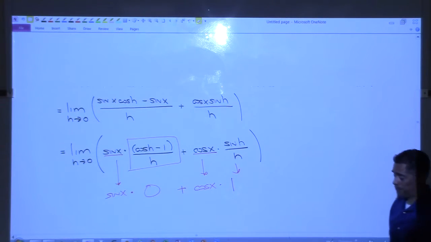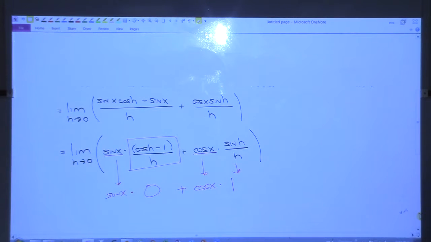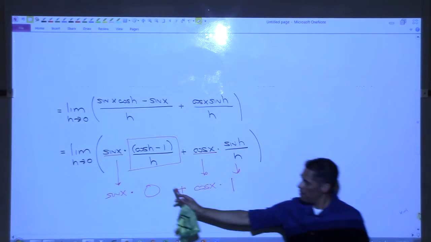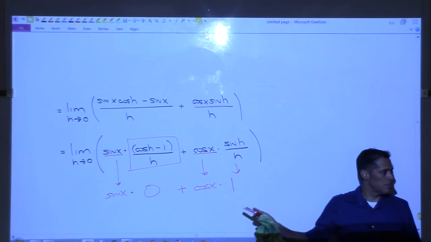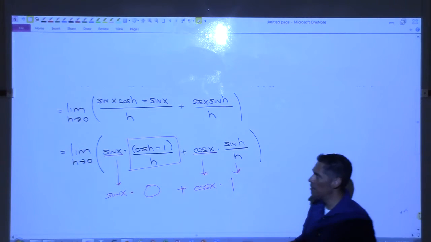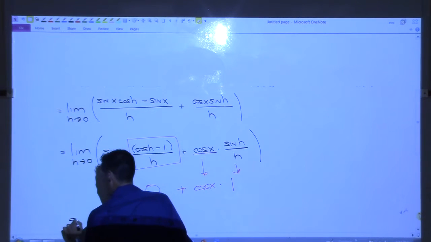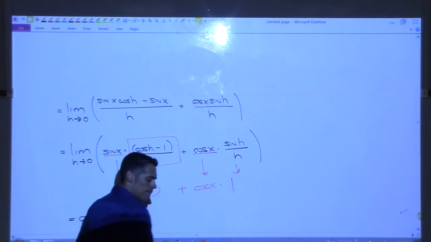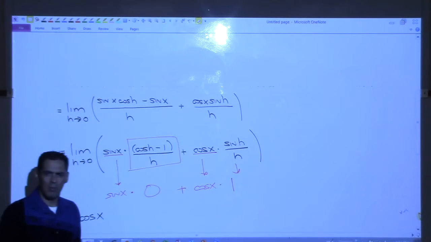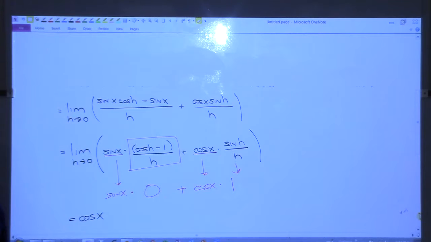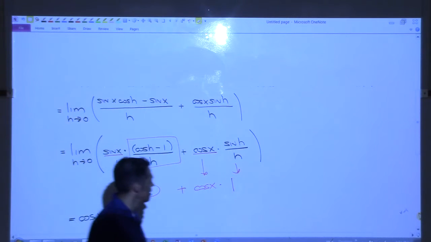So what's your answer? Sine x times 0, which means it goes away, right? Plus just cosine x. So what's the answer? Cosine x. What? Cosine of x? You mean to tell me the derivative of sine of x is cosine x? That's exactly what I'm telling you.